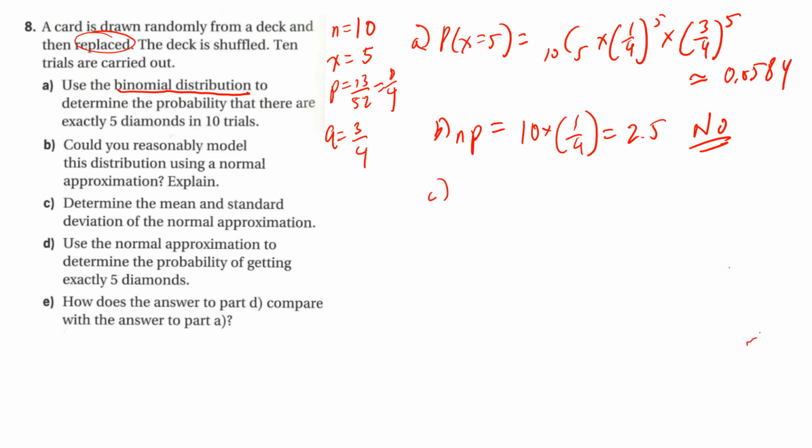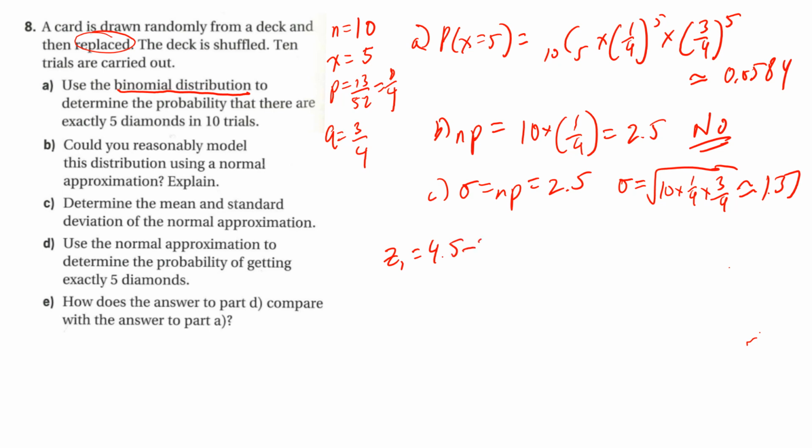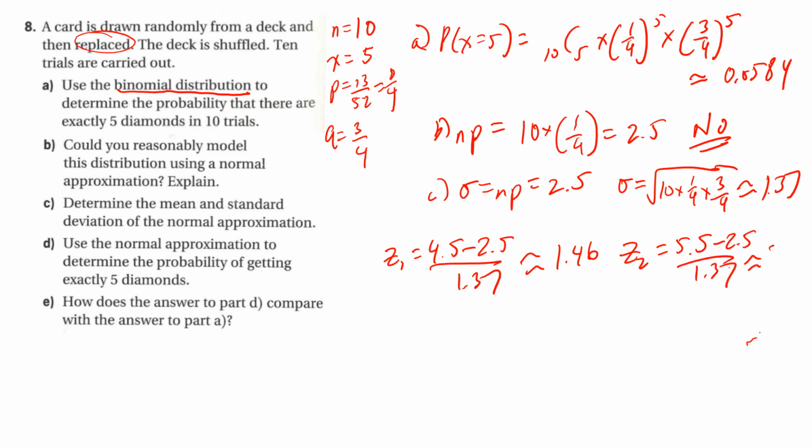C. Calculate the mean and standard deviation. The mean we already calculated, NP is 2.5. The standard deviation is the square root of 10 times 1 over 4 times 3 over 4, which is approximately 1.37. For exactly 5 diamonds, we're going to use 5.5 and 4.5 for our x values. Starting with 4.5, that's approximately 1.46, our z-score. And for 5.5, we get approximately 2.19.